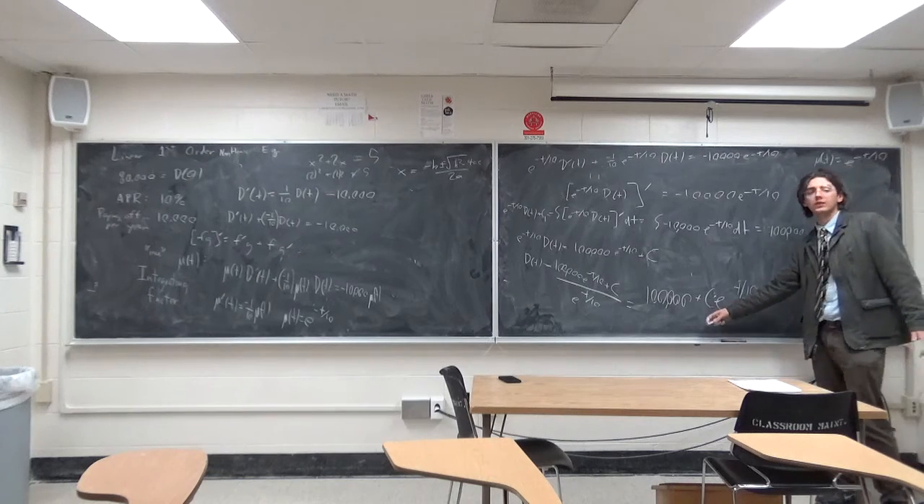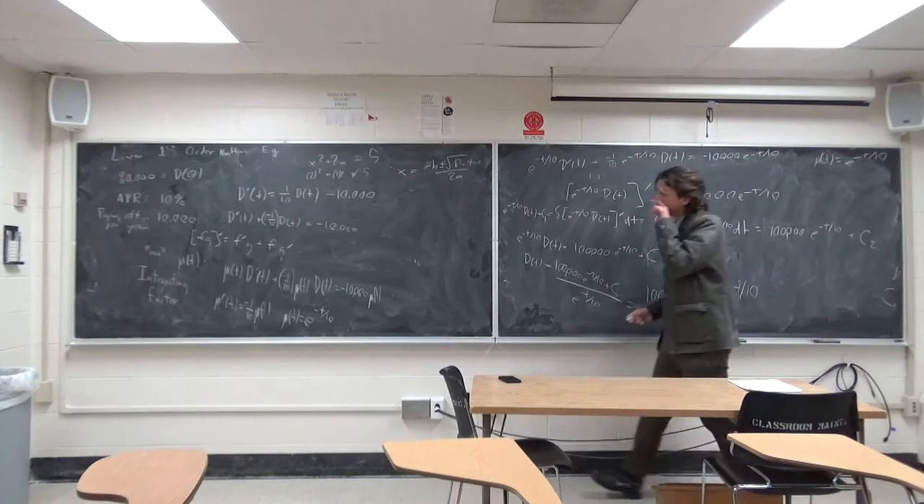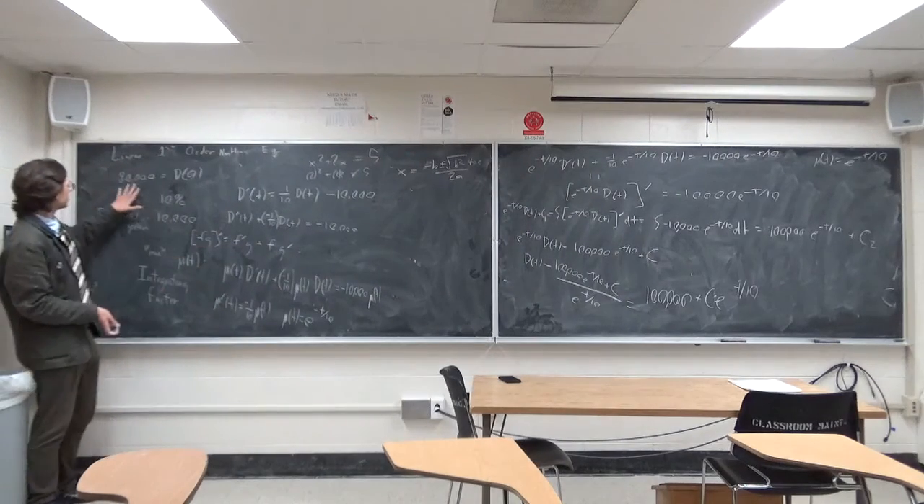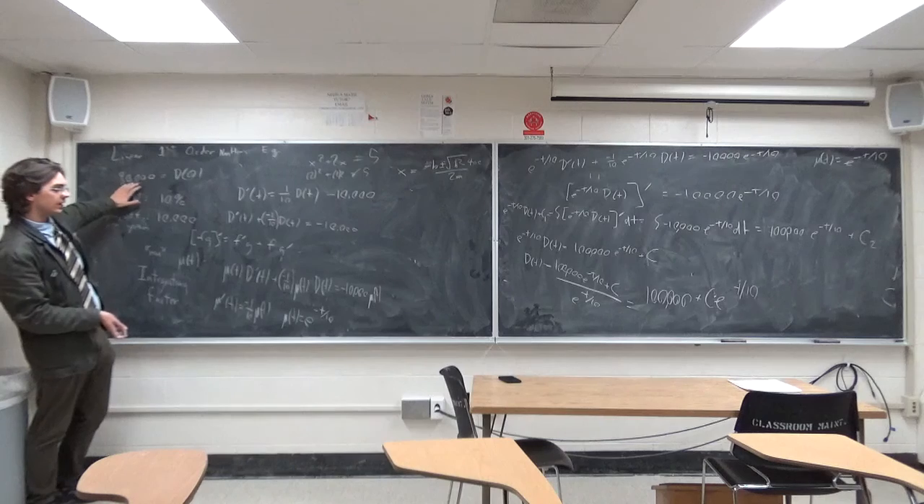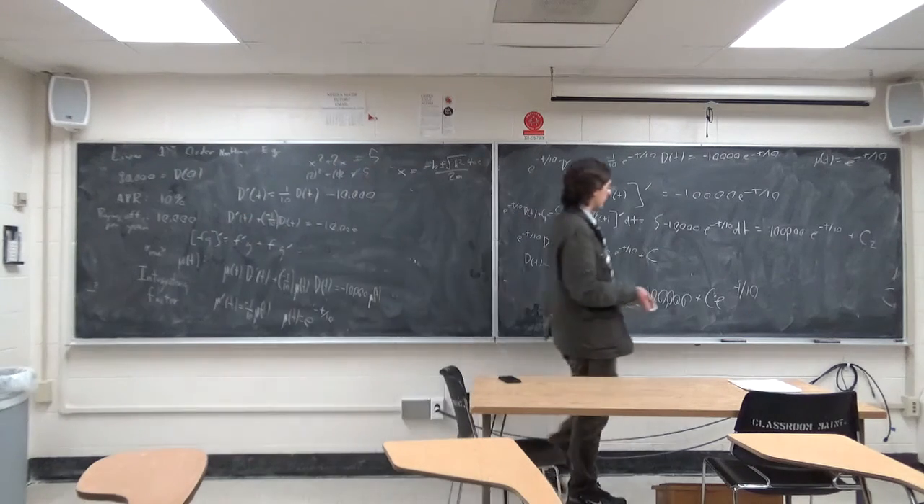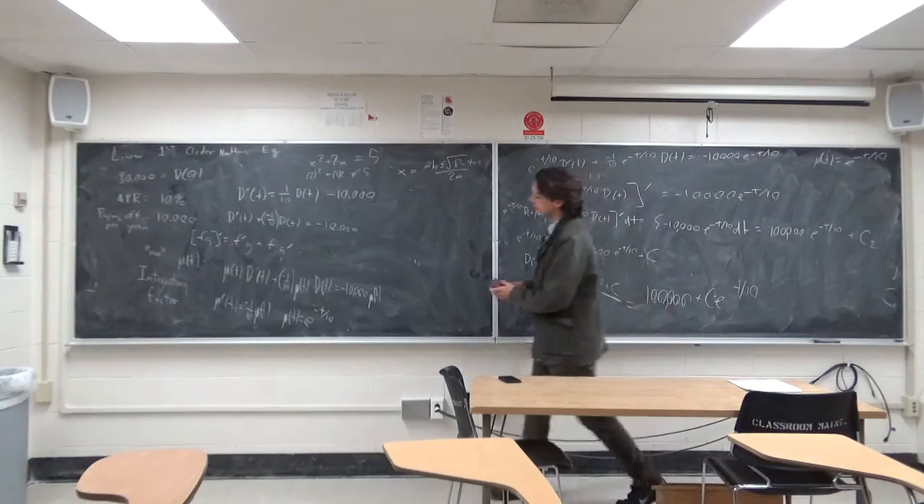I still have to nail down this C, but I at least have that. So let's try and nail down that C. So I started off with $80,000 of debt here. Okay. What happens given that fact right there?